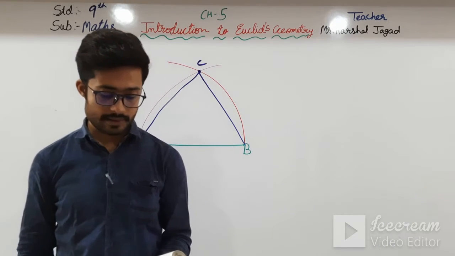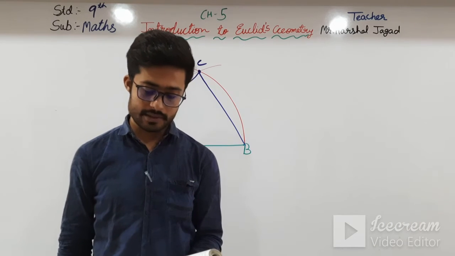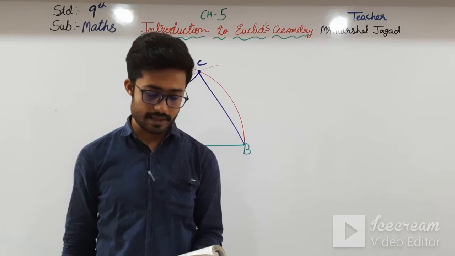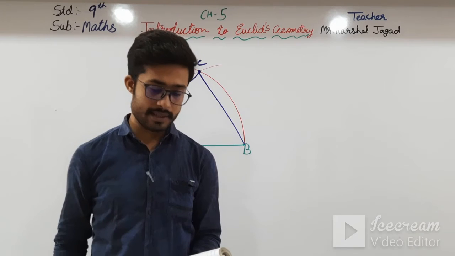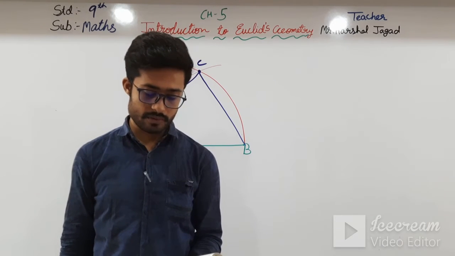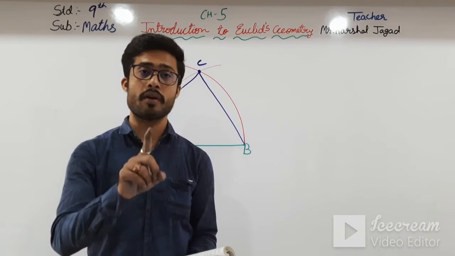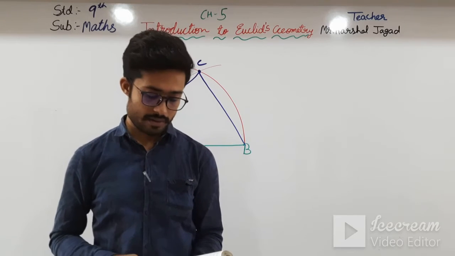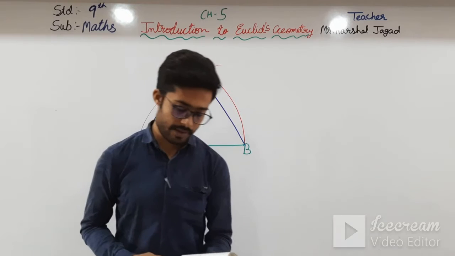But this assumption clashes with the axiom that only one line can pass through two distinct points. So the assumption that we started with, that two lines can pass through two distinct points, is wrong. From this we are forced to conclude that two distinct lines cannot have more than one point in common. And directly moving towards exercise 5.1.